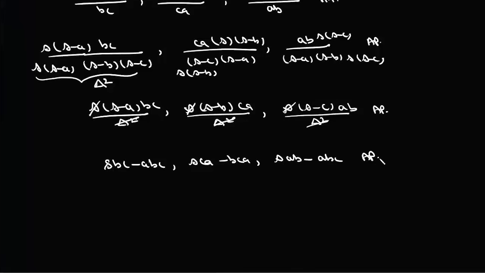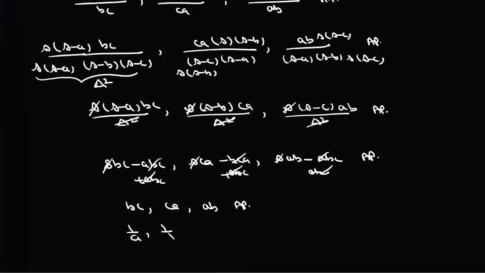They are in AP. We also know that if we add a fixed constant to all the terms, they will still remain in AP. So we'll add abc to all the terms. So abc will cancel, and we'll divide by s also. So we get bc, ca and ab. They are in AP, and if we divide by abc, we'll get 1 upon a, 1 upon b, 1 upon c. They are in AP, that means a, b, c are in HP.